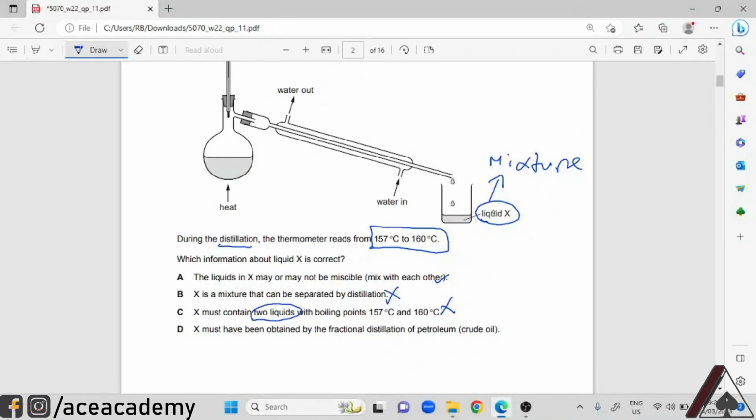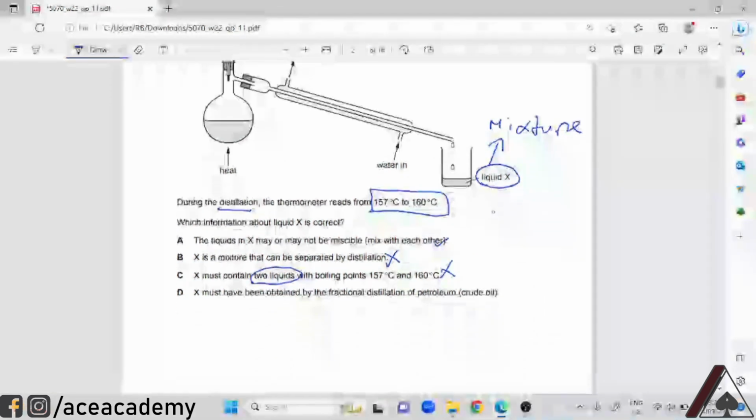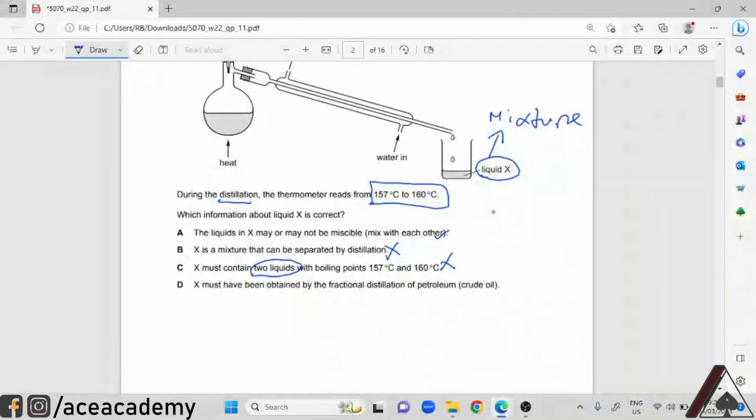don't know the exact boiling points as well, because the question says that the temperature varies between 157 degrees Celsius and 160 degrees Celsius, but it doesn't say that it remains exactly at 157 degrees Celsius or exactly at 160 degrees Celsius. As a result, option C is not correct, and option D says X must have been obtained by the fractional distillation of petroleum or crude oil, which is not correct. As a result, the answer is option A.